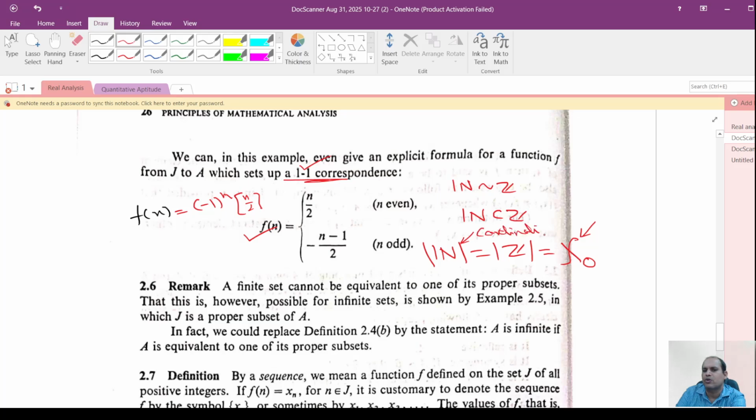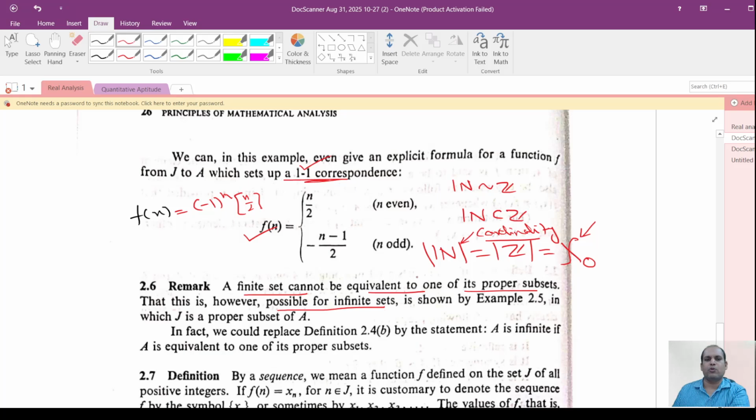However, this notation is only limited to a finite set. So, its extension. And we will see that the set of natural numbers is the smallest infinite set having cardinality alif naught. So, a finite set cannot be equivalent to one of its proper subsets. A finite set cannot be equivalent to one of its proper subsets, that is however possible for infinite sets.